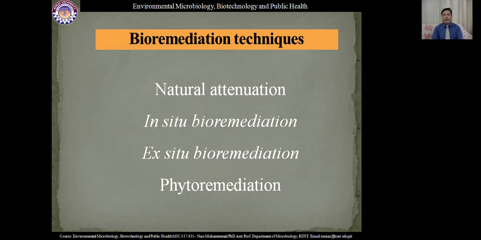Okay, bioremediation techniques. There are four types of bioremediation techniques. Number one, natural attenuation, which we will talk about in detail. Then in situ bioremediation, ex situ bioremediation, and phytoremediation. These are the four techniques used in bioremediation to treat any pollutant by means of biological cells: bacterial cells, plant cells, eukaryotic cells, or fungal cells.